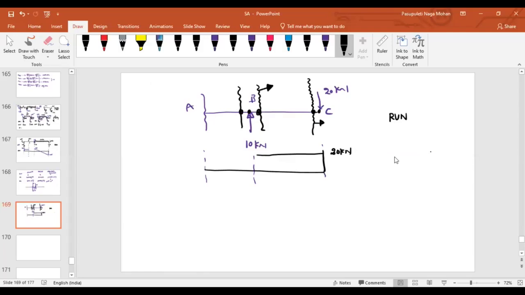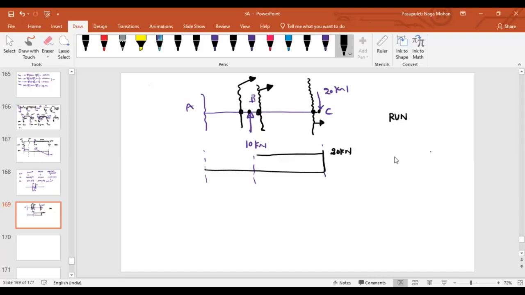That is 20 kilonewton, downward. If you look at this section and look into the right side, how many forces can you see? 2 forces. What are they? 20 and 10. So this is the difference.